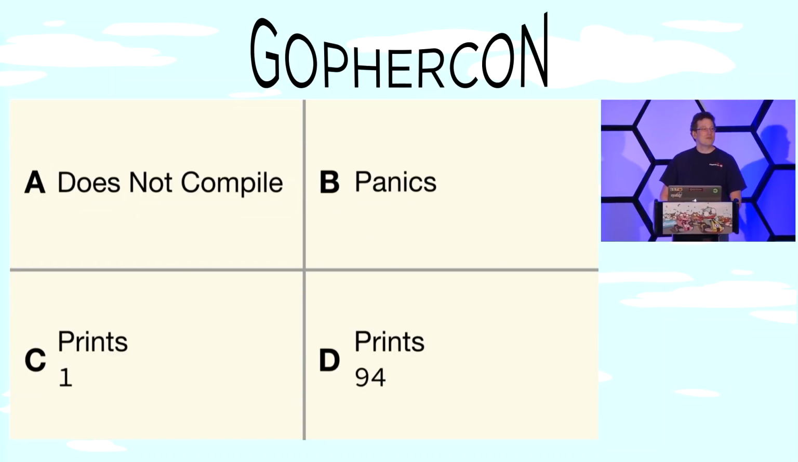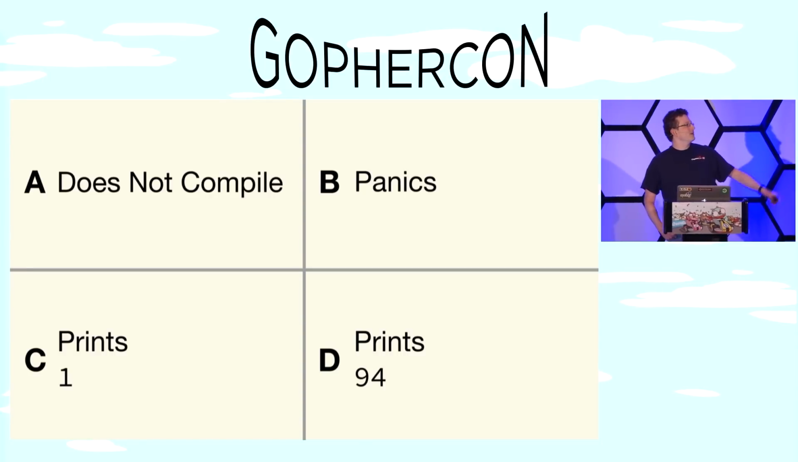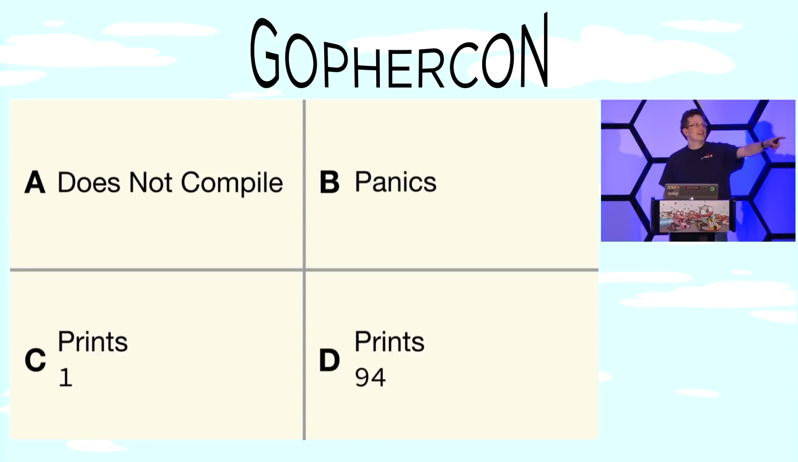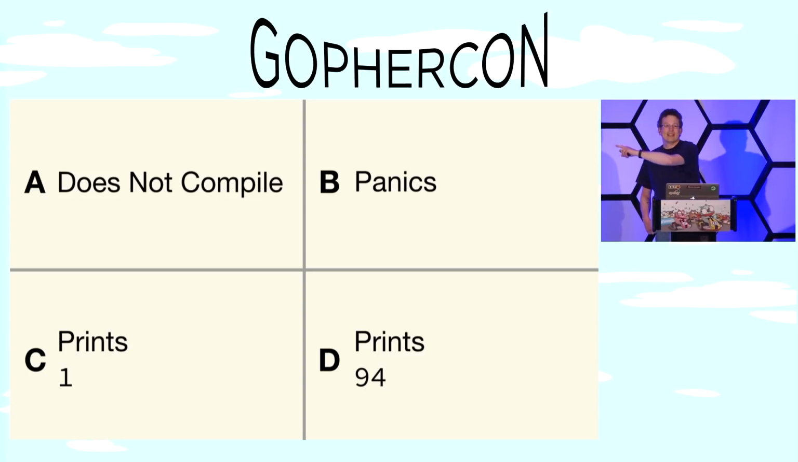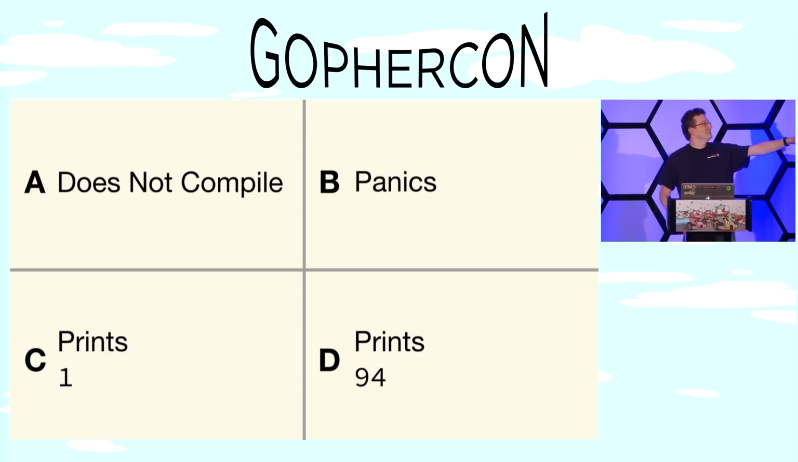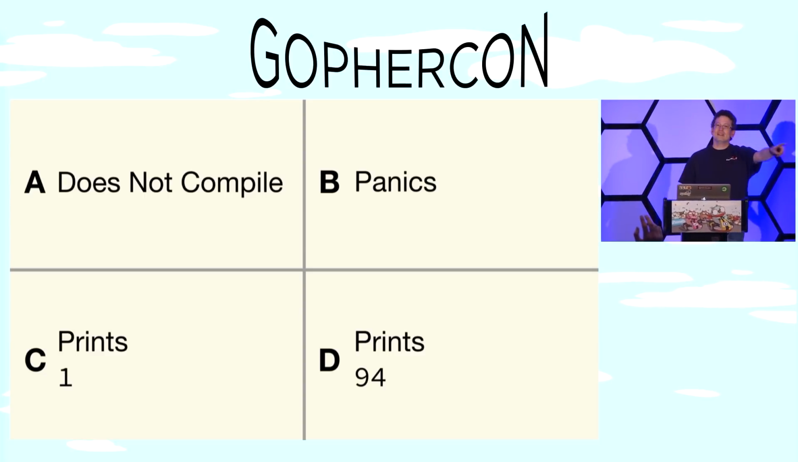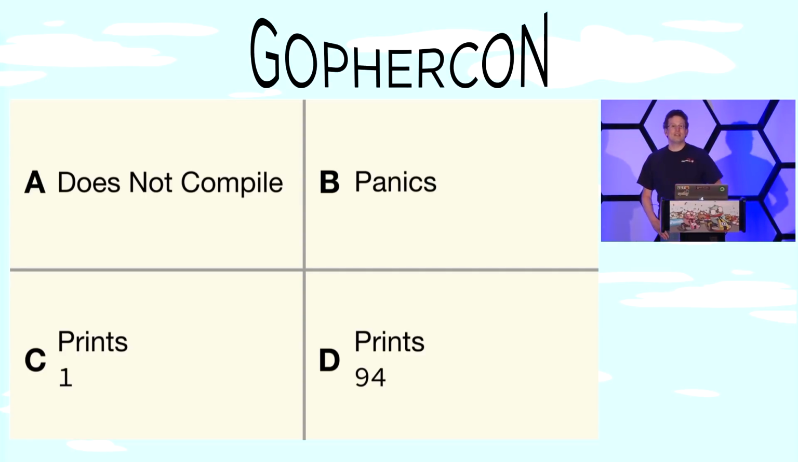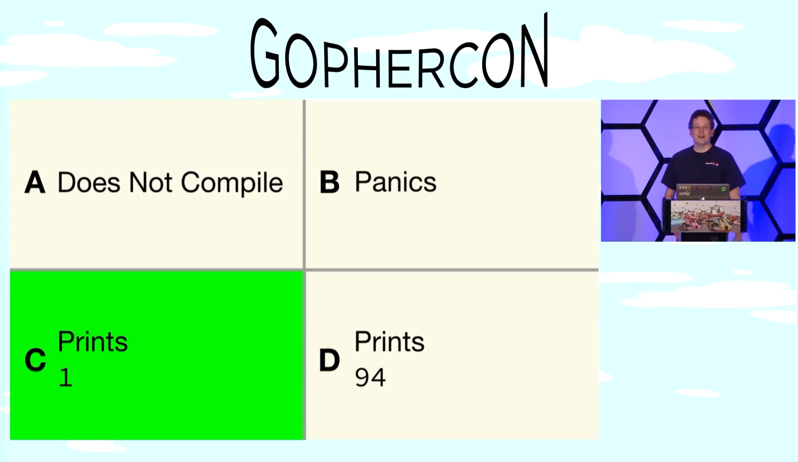Does it A, not compile? Who thinks this code is not going to compile? All right, optimism, that's great. B, panic. Who thinks this code is going to panic? Something might panic. C, who thinks it's going to print out 1? All right, got a bunch for 1. And D, who thinks it prints out 94? Anyone for 94? All right, well, the answer is C, it prints out 1.